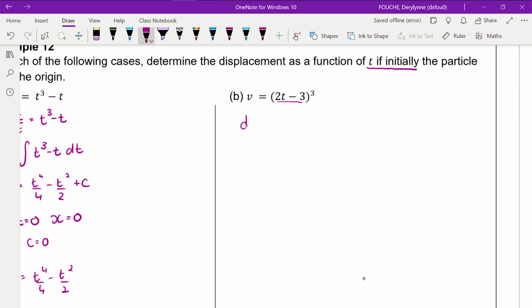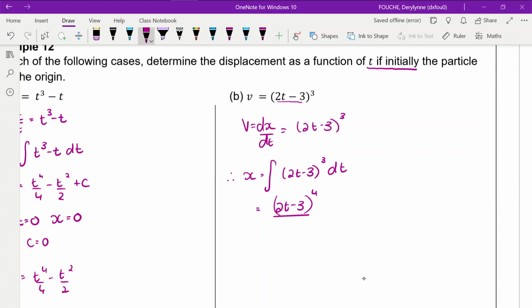Okay, so the first thing we're going to say is that v is dx by dt, and that's equal to (2t - 3) all cubed. And therefore, my x, or my displacement, will be the integral of (2t - 3) all cubed dt. And that means we're going to integrate. So (2t - 3) to the 4 over 4 and multiplied by the derivative of the thing inside our brackets, so multiplied by 2, plus c. Okay, so we're going to just tidy that up. (2t - 3) to the 4 over 8 plus c.